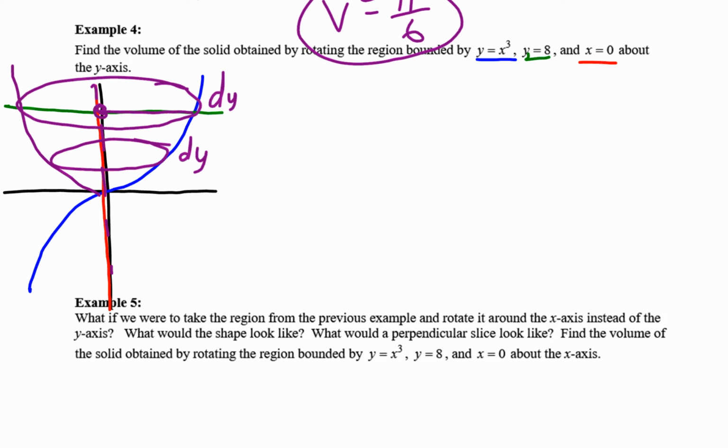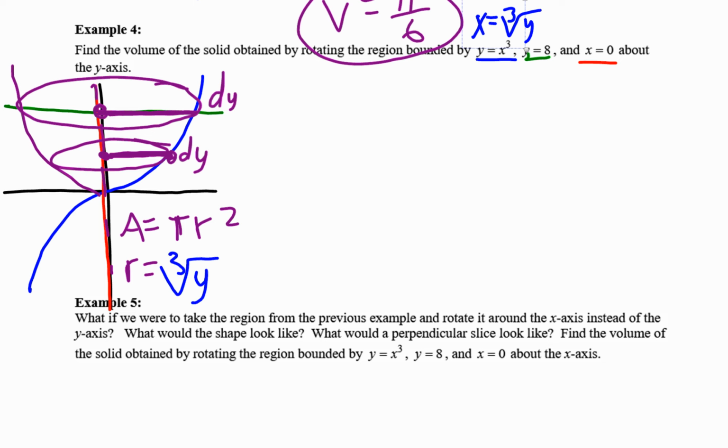All right, so this could be our radius. So we're still going to do the area equals pi times the radius squared. We still have a disk. Okay, but now our radius is a little bit different because it's going this way. So instead of being in terms of x, we're going to have it in terms of y. So this is the same as x equals the cube root of y, and that's what we're going to use here. Cube root of y.